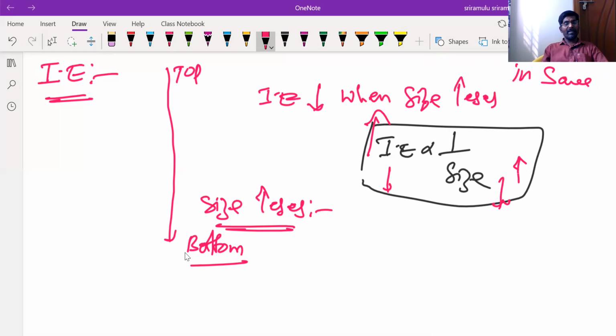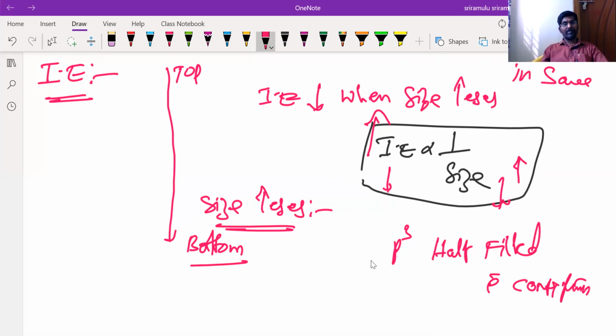And one more thing is there: the extra stability. That means you have the p3 electrons, that is, a half-filled electronic configuration. Students, half-filled electronic configuration. And if you have to compare the ionization enthalpy of the 15th A group elements with the 14th, I think you got it.